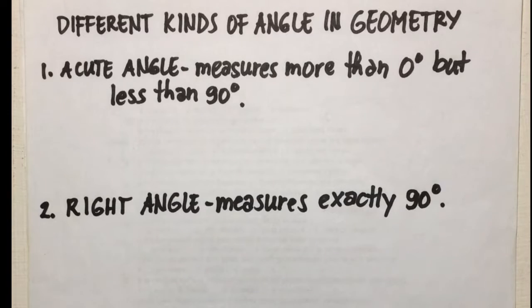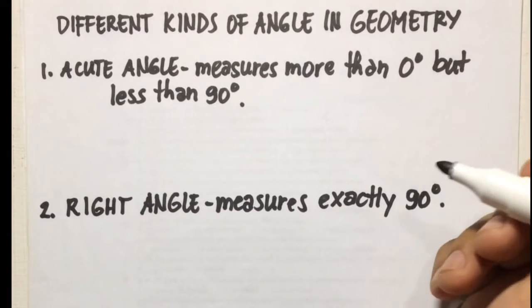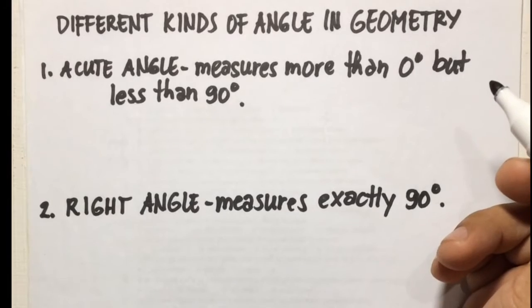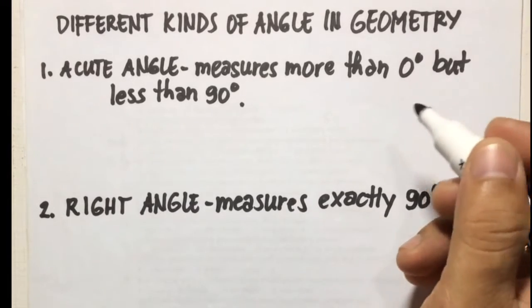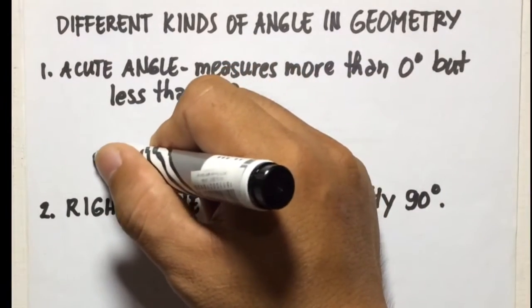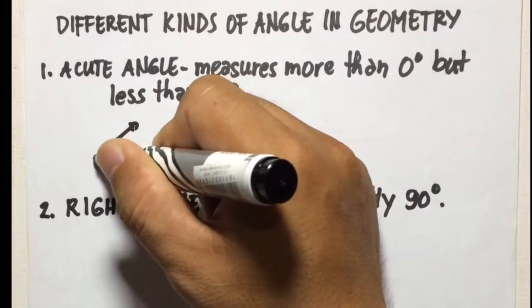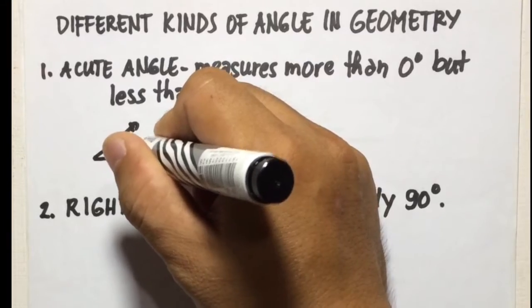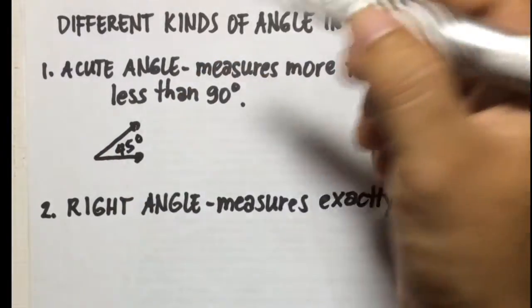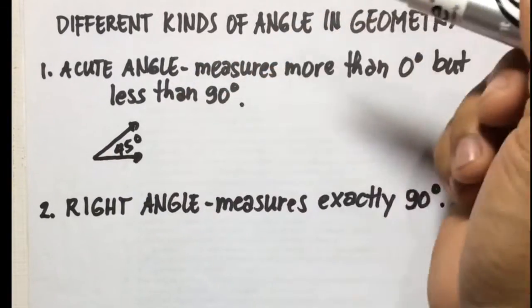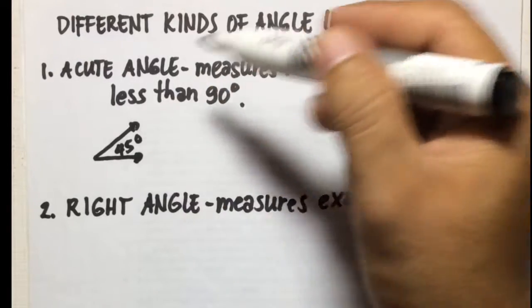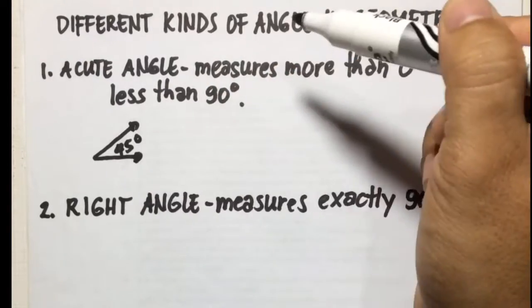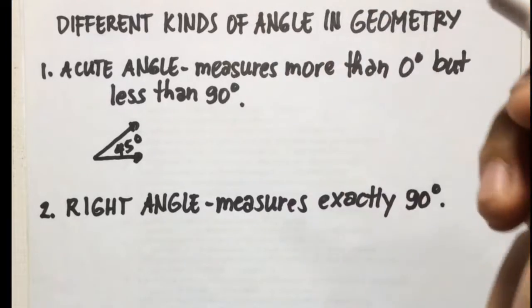So the first kind of angle in geometry is acute angle. An acute angle measures more than 0 degrees but less than 90 degrees. For example, if we have here an angle, and for example this is 45 degrees, then we can say that this is an acute angle because this one measures more than 0 degrees but less than 90 degrees.